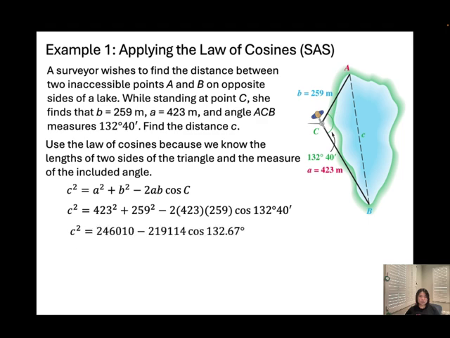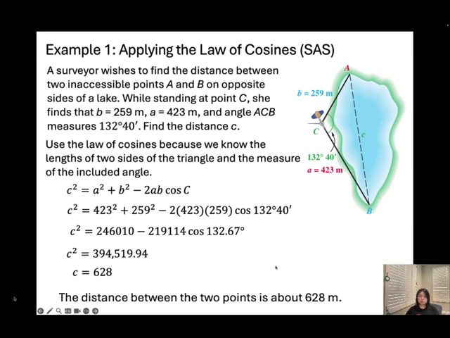You should get this. Take care of the square, add it up first, and then multiply all together. Okay, one more. So C squared, you could get this number, a really big number. And then take the square root. You're going to get C equal to 628. So the distance between these two points is about 628 meters.